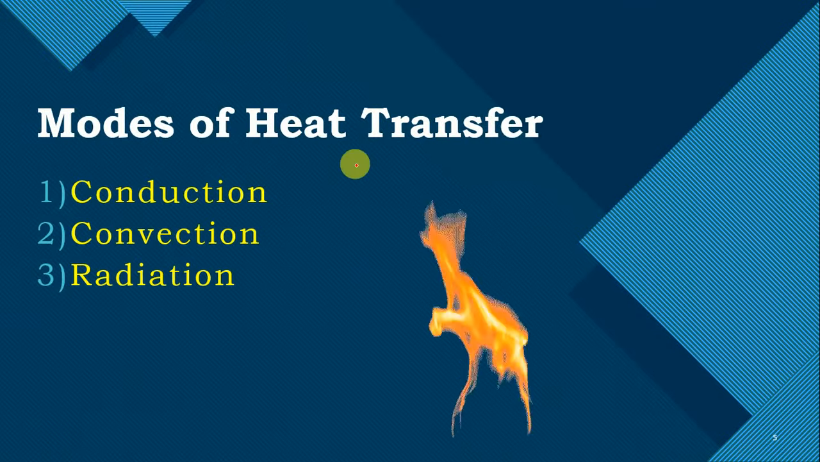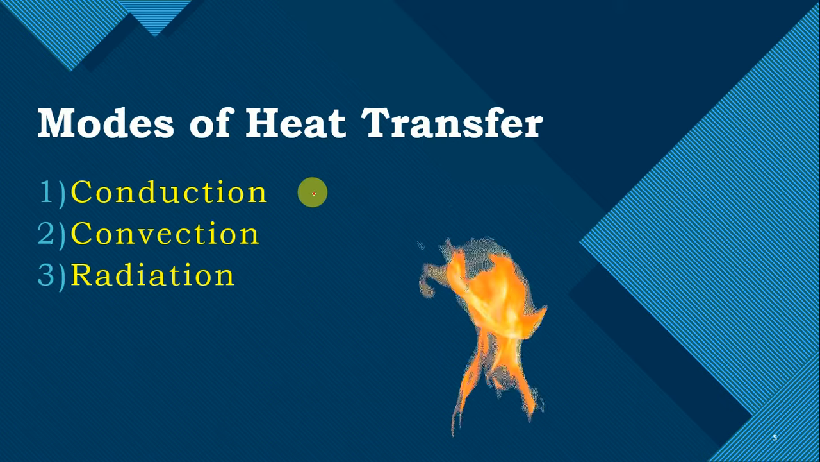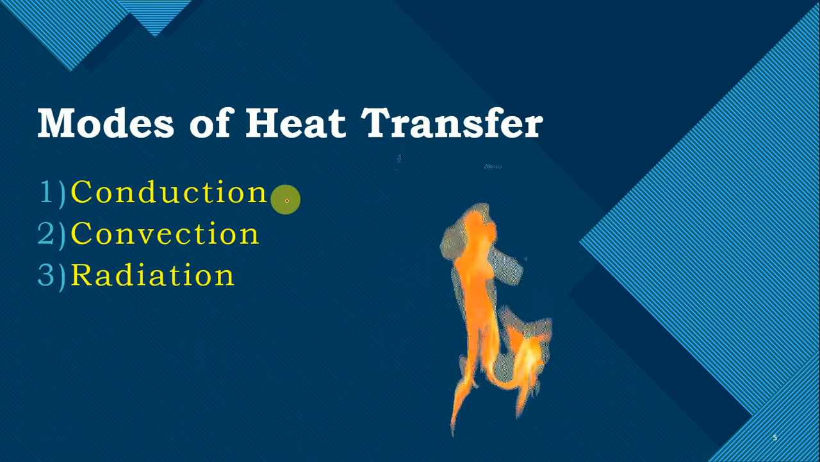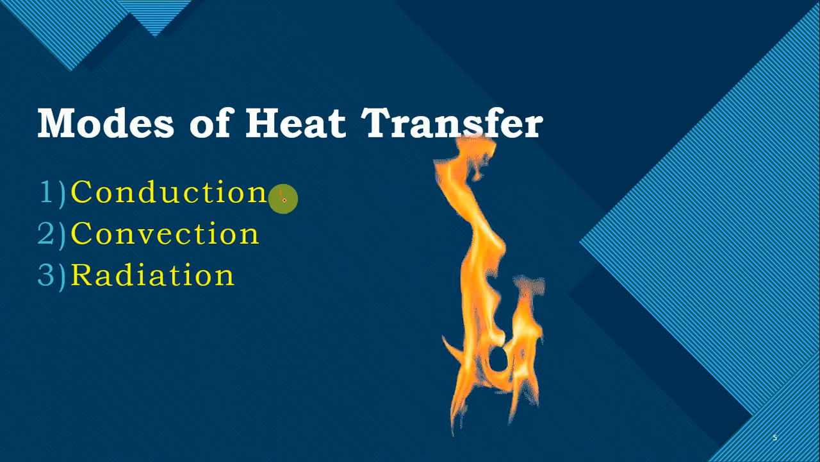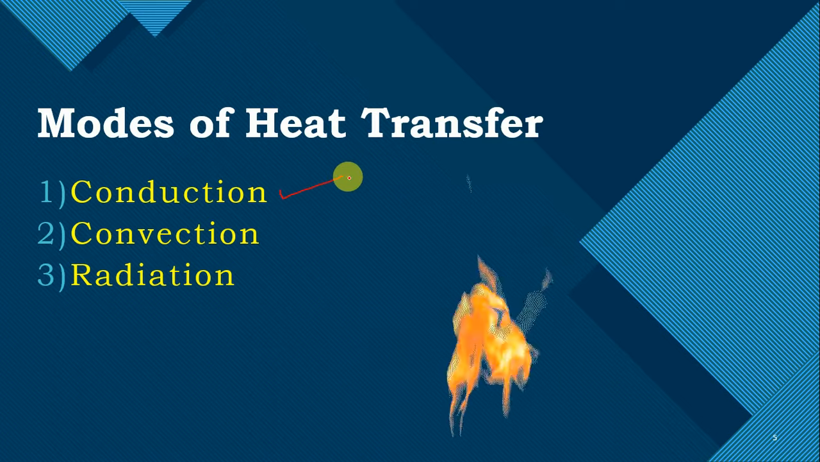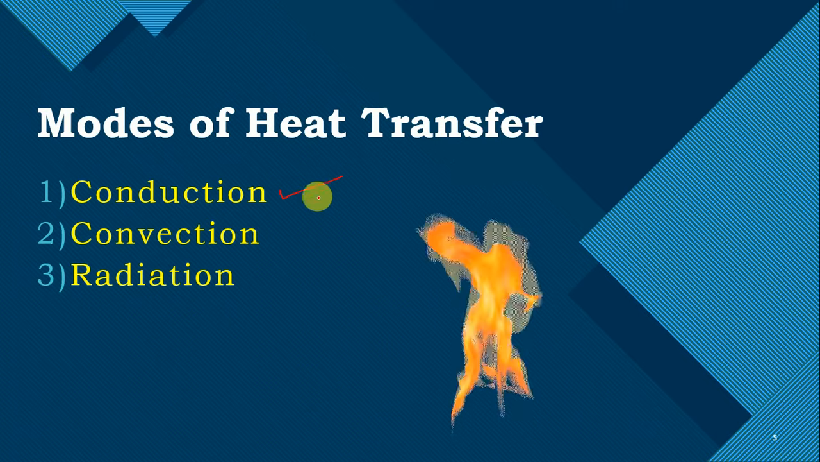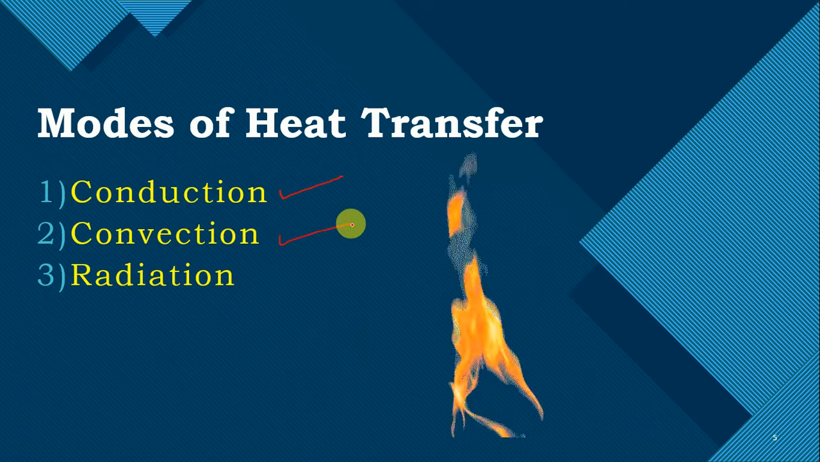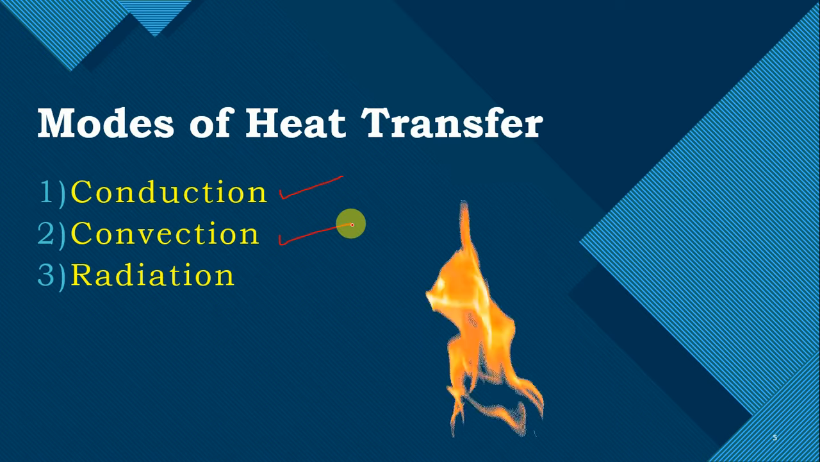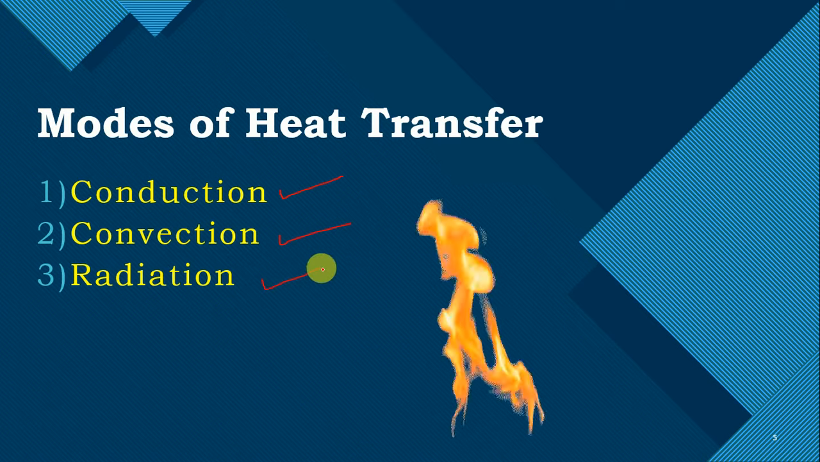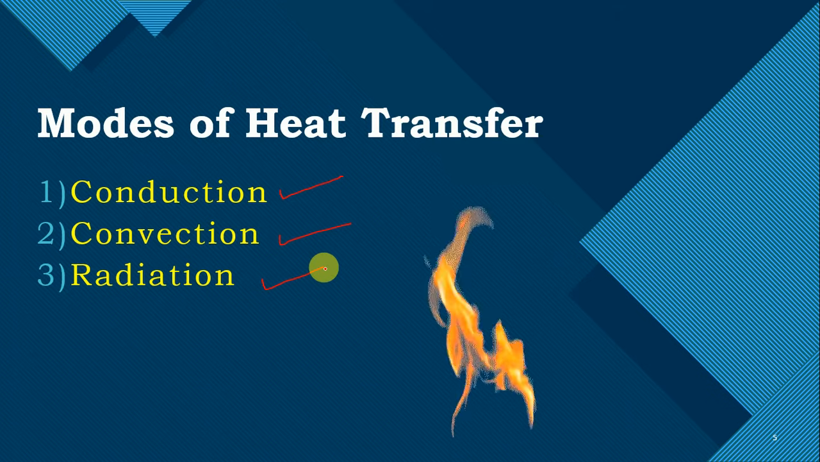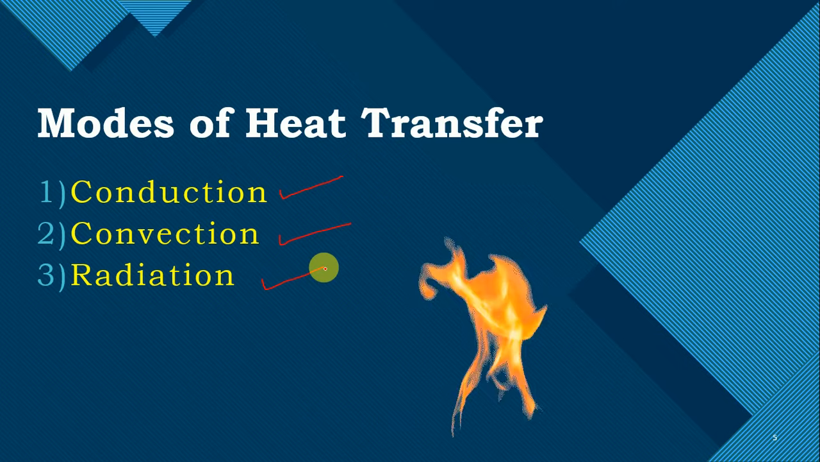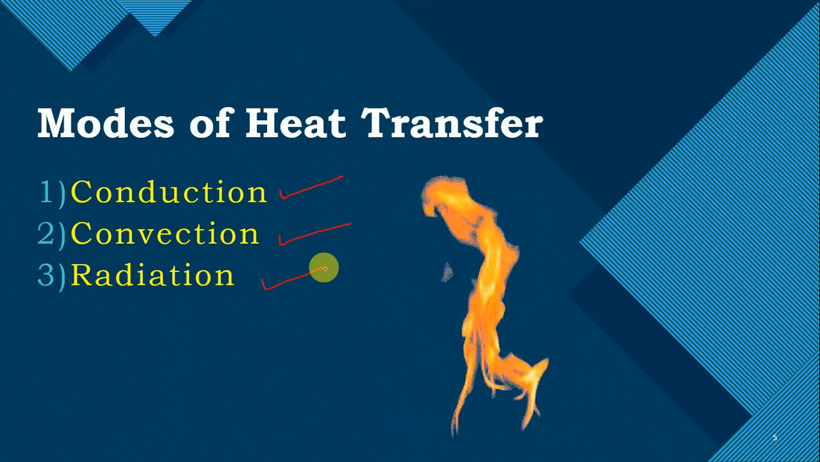Now let's discuss what the modes of heat transfer are. There are various modes by which heat transfer takes place. The first mode is called conduction. Basically, conduction happens in solids. The next mode is called convection, and convection happens in fluids, that is, gases and liquids. And the third mode is radiation, and radiation doesn't require any kind of medium to transfer the heat.